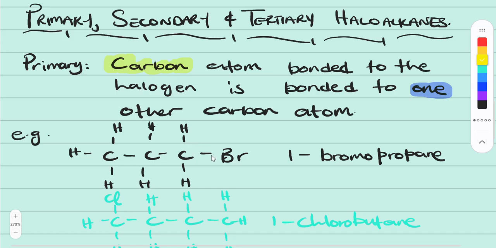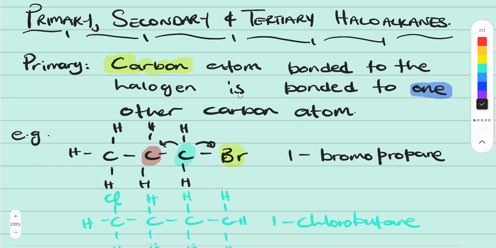So now let's look at it. You have this bromine here. This bromine is bonded to what? It is bonded to this carbon, and this carbon is bonded to how many other carbon atoms? Only one other carbon atom. So I repeat, the carbon atom bonded to the bromine is bonded to one other carbon atom.